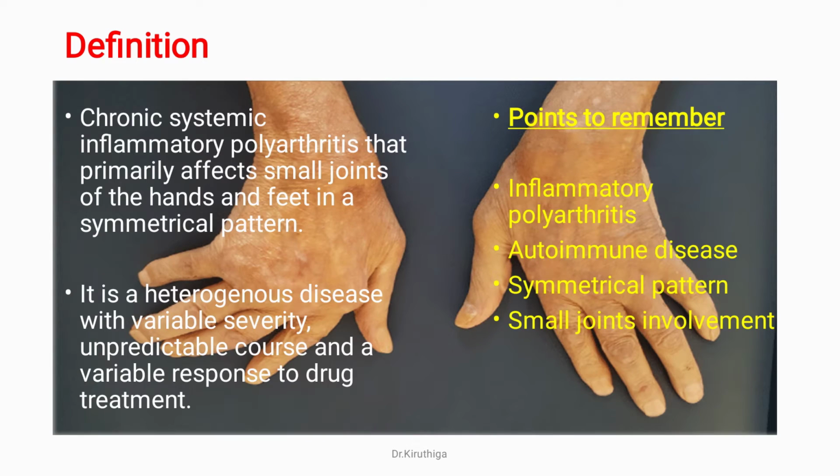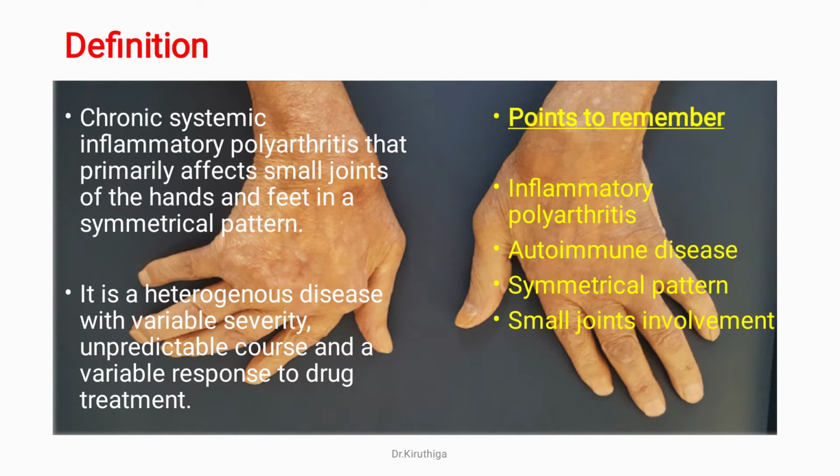So when we consider rheumatoid arthritis, it usually affects the joint, but it is a chronic disease involving more than one joint. It is a chronic systemic polyarthritis, involving more than one joint. So we call it polyarthritis, that primarily affects the small joints.